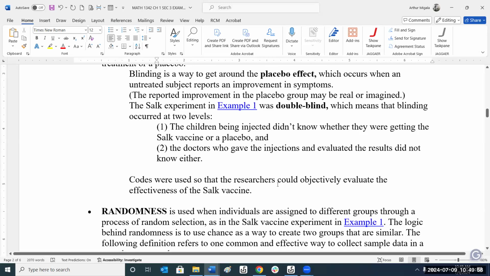Coding is, if it was 0, then it's a placebo. If it's 1, it's a vaccine. But nobody knows what those numbers really mean.